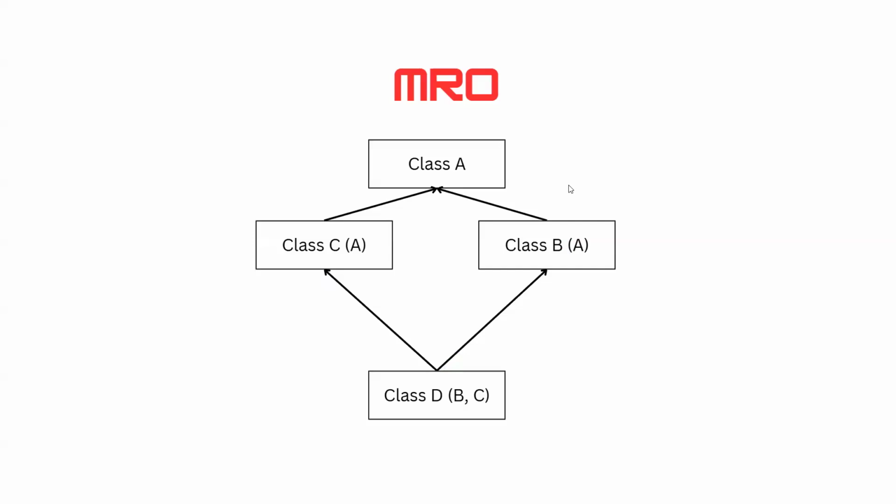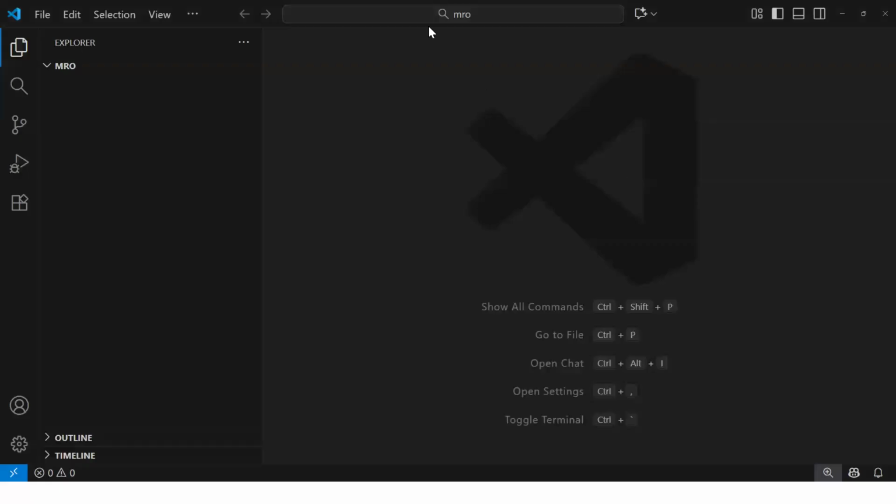Now to overcome this problem, we have something called MRO, method resolution order, in Python. But we don't have this particular thing in Java. So in Java, the diamond problem is there, but in Python we don't have this problem. Let's see how we resolve this problem using MRO in Python. So let's go back to our Visual Studio.